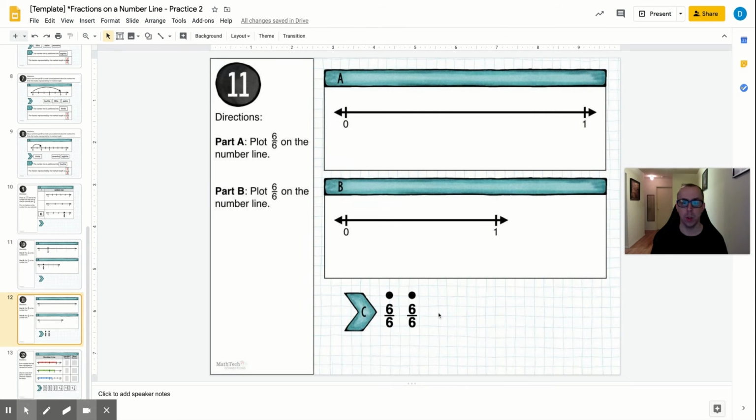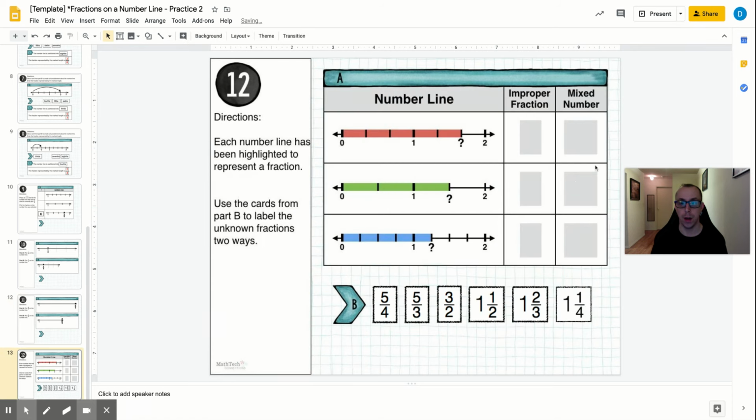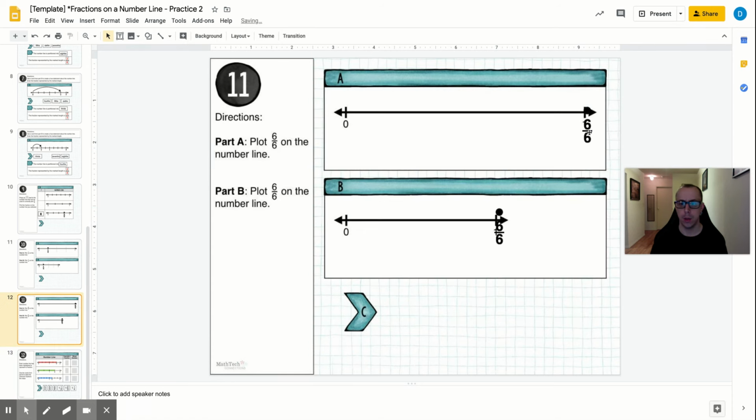Okay, so this one should have been easy. Remember what I said in the video yesterday, so if you watched, you saw it. Whenever the numerator and the denominator are the same, that's equal to 1. Okay, and you can see that 1 is right here. And of course, again on this one, 1 is right here.